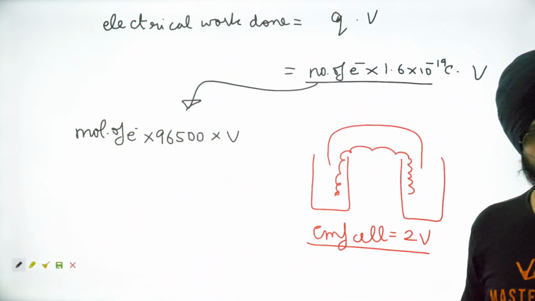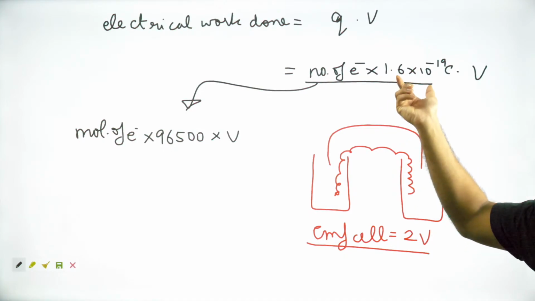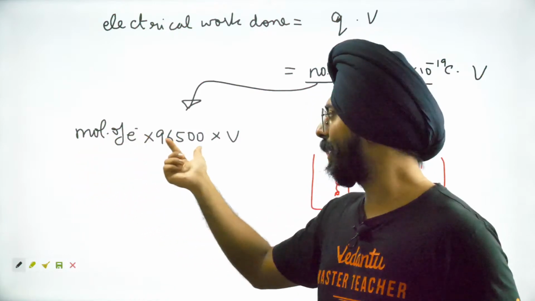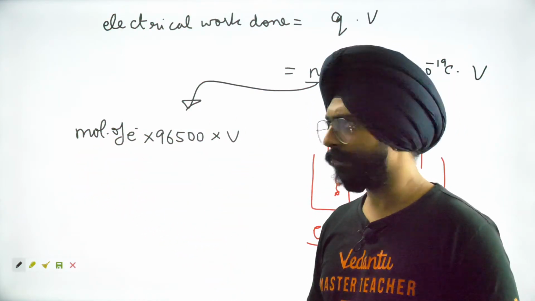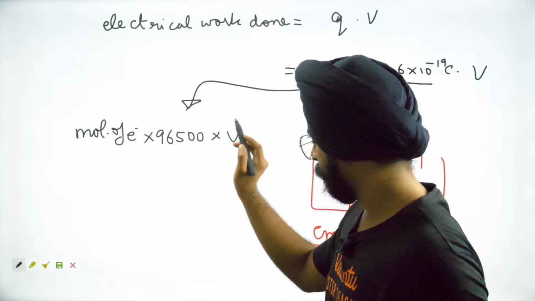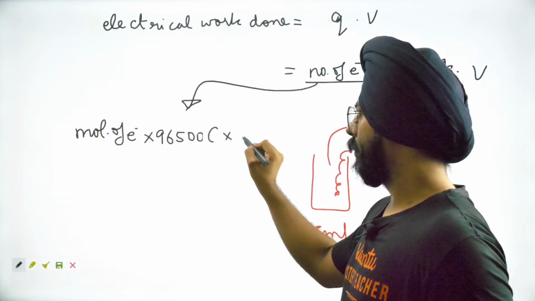I can write that, right? Rather than number of electrons into 1.6 into 10 to the power minus 19, write it as number of moles of electrons into charge on 1 mole of electrons, 96500 coulombs. Sorry. So this is 96500 coulombs into voltage.